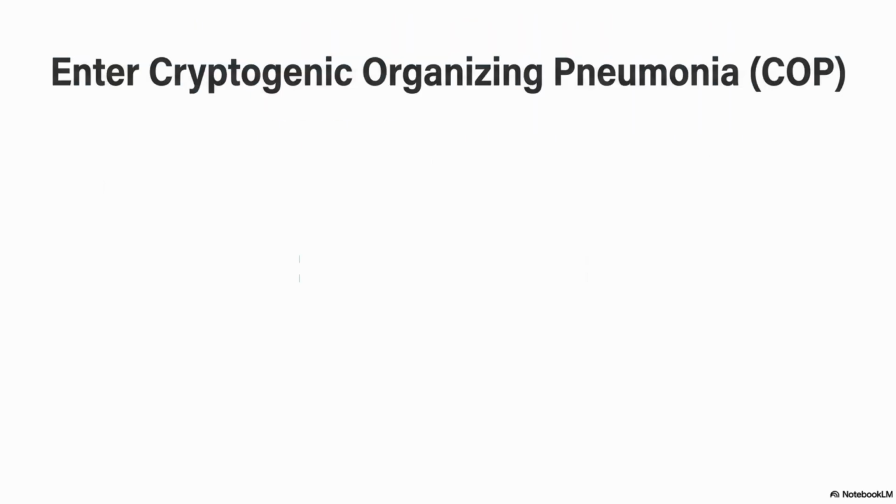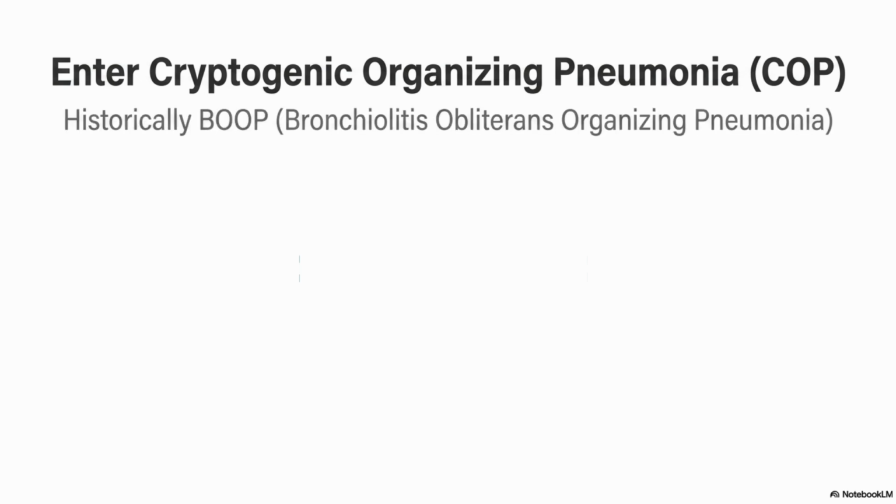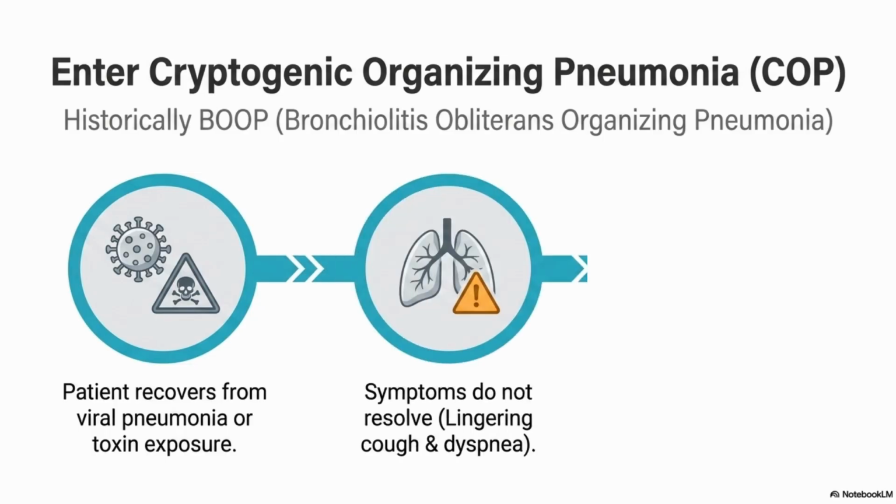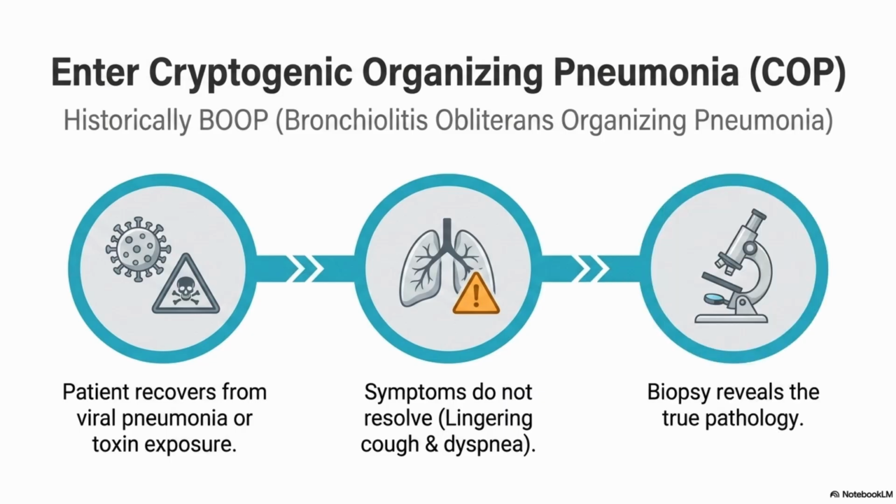Next, enter cryptogenic organizing pneumonia or COP. Historically, you might see this referred to as BOOP, which stands for bronchiolitis obliterans organizing pneumonia. The classic clinical vignette involves a patient who recovers from a viral pneumonia or toxin exposure, but their symptoms do not resolve. They present with a lingering cough and dyspnea. Ultimately, it is the biopsy that reveals the true pathology.